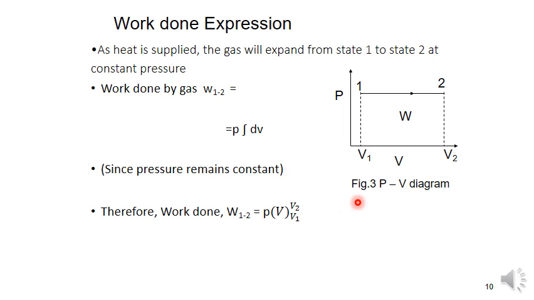So this figure shows the constant pressure process. As the heat is supplied, the gas will expand from state 1 to state 2 at constant pressure. Thus the work done by the system is the integral from V1 to V2 of PdV.